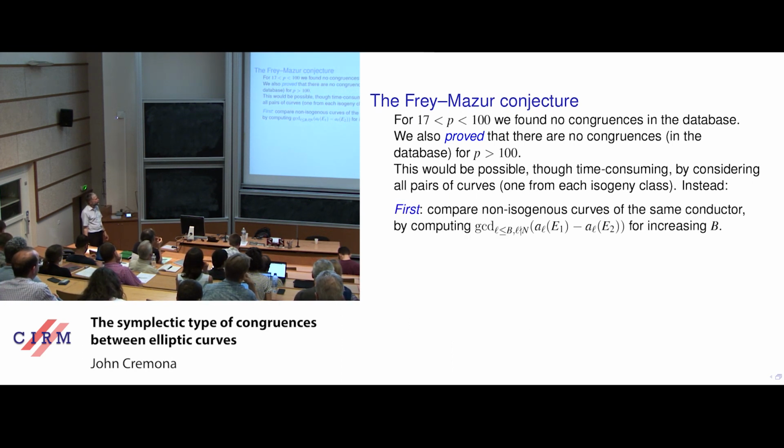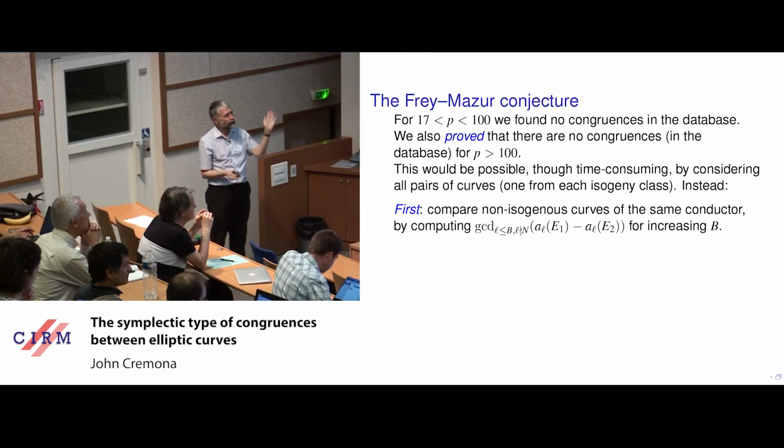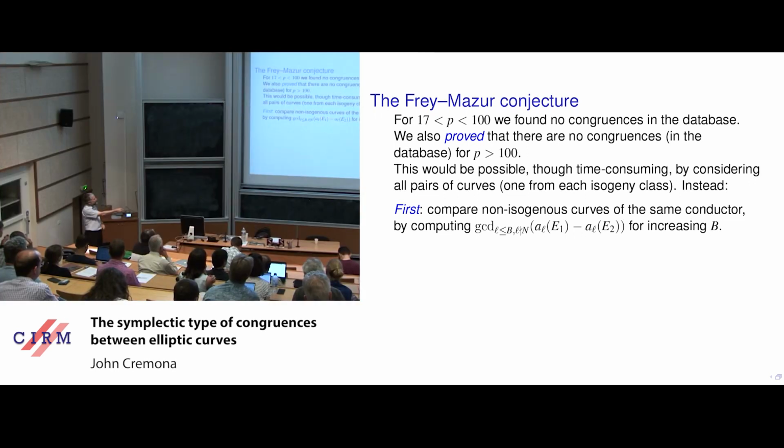So first of all, for curves, we divide this into comparing curves of the same conductor, and curves of different conductors. For curves of the same conductor, we really do just look at all pairs of curves of the same conductor up to isogeny, and we just look. We do the operation that I mentioned earlier. We just take the GCD of this difference of traces, putting in more and more ℓ's until the GCD goes down below 19, and then we stop. So there are no congruences between curves of the same conductor.